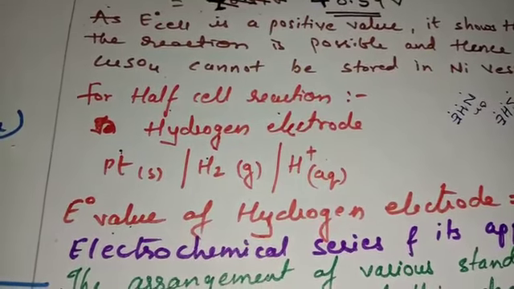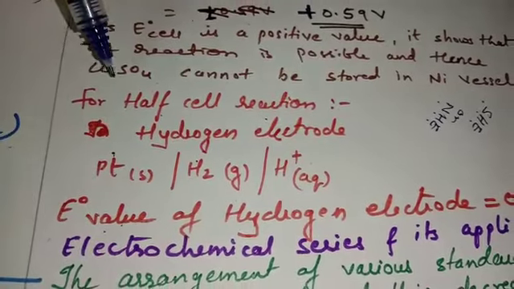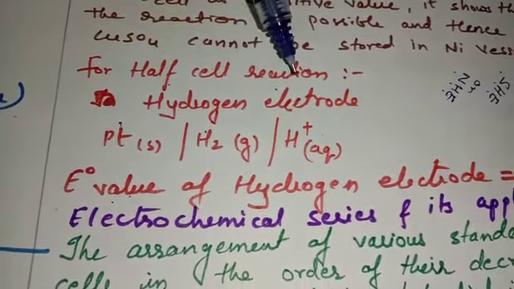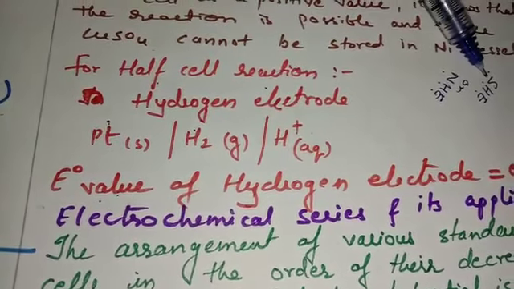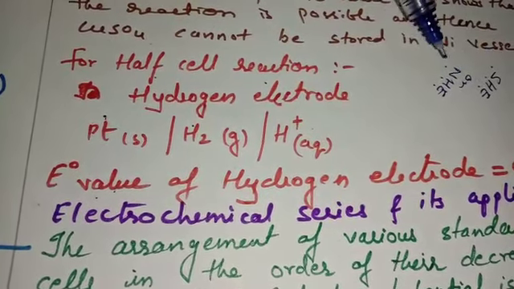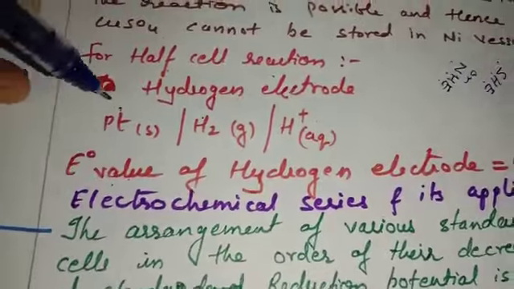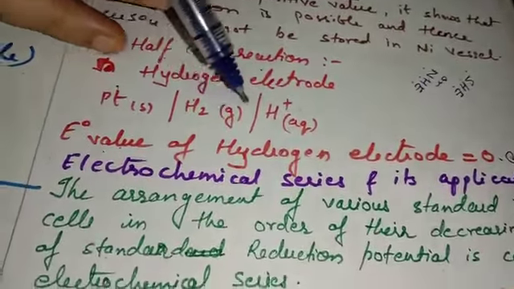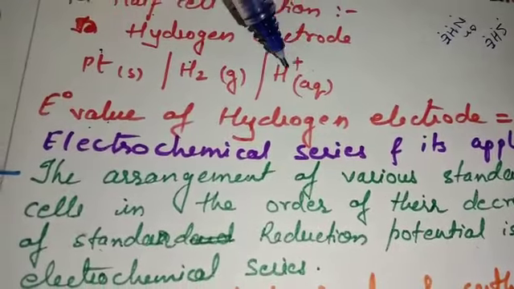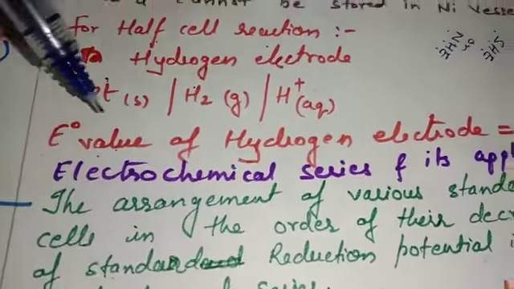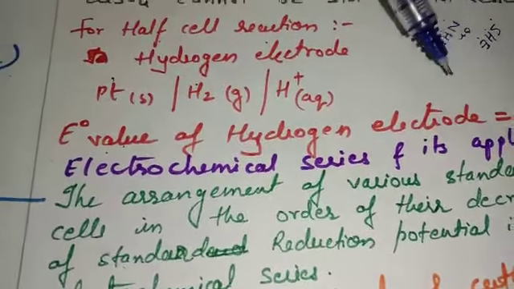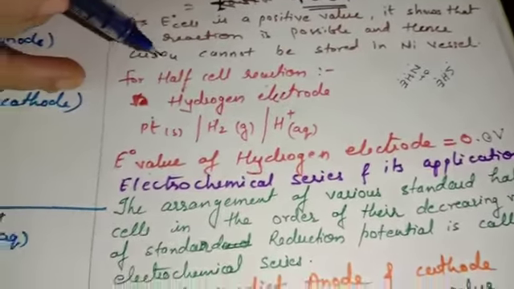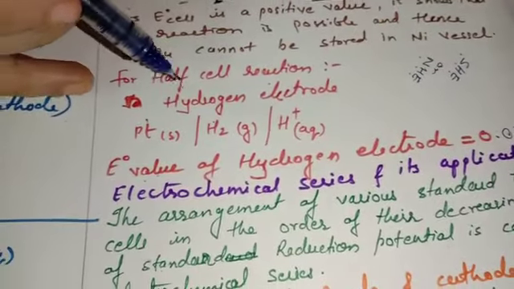Now to complete the cell, we have to connect it with the standard half cell. The standard half cell is the hydrogen electrode, which you have studied in 11th class under the topic SHE or NHE. It is represented by Pt/H2 in gaseous state, H2 at molar concentration, that is H plus ion. Now E naught value of the hydrogen electrode comes to be 0.0 volt. That means it has a tendency to act as both anode as well as cathode.